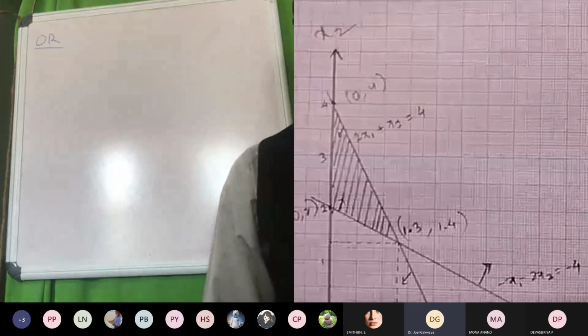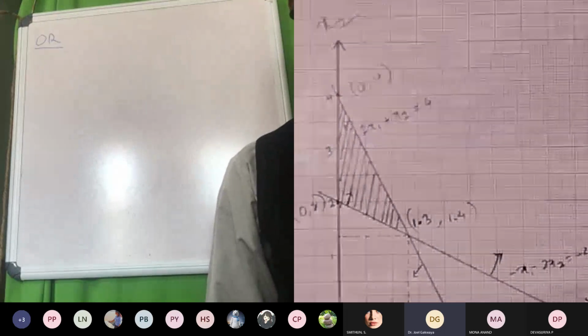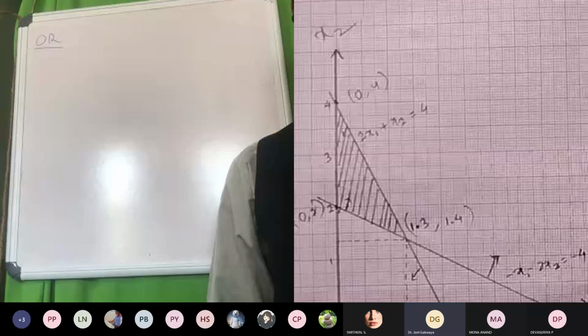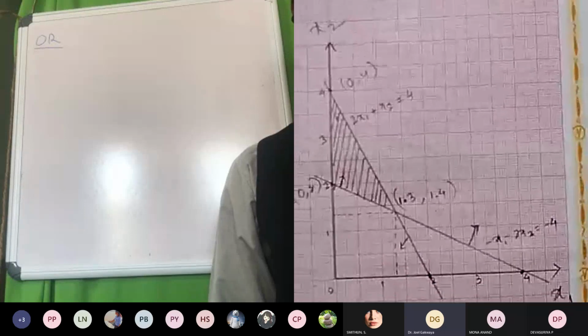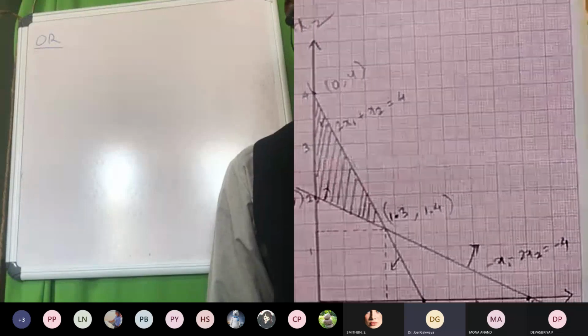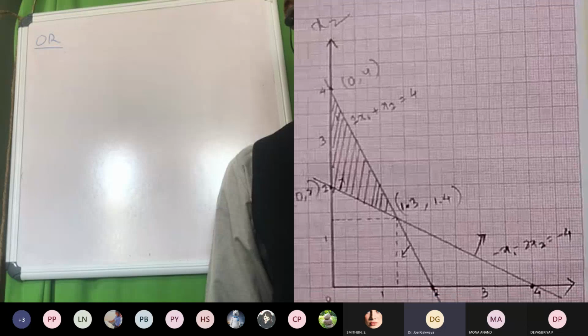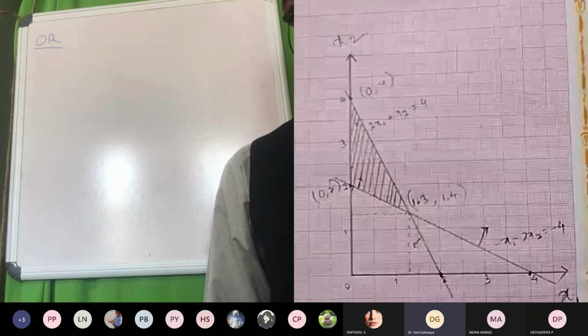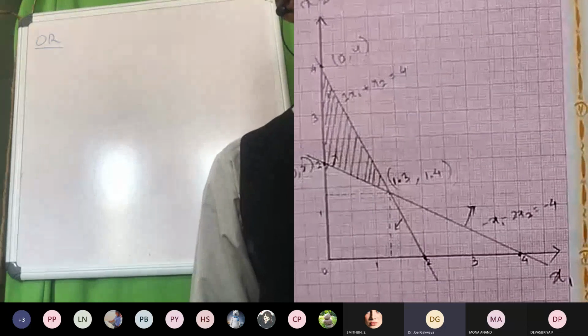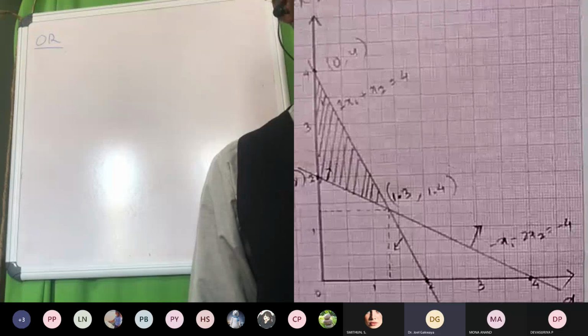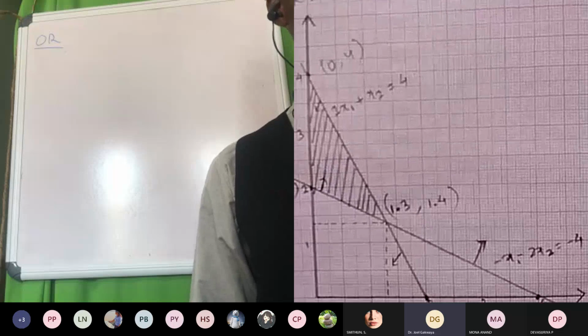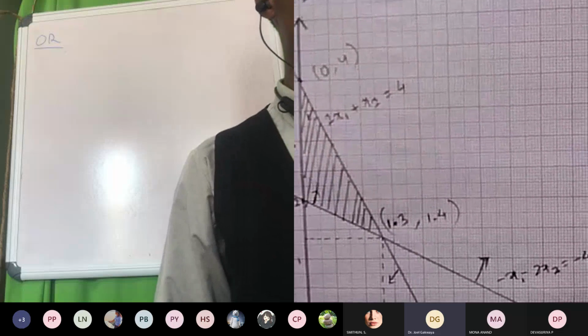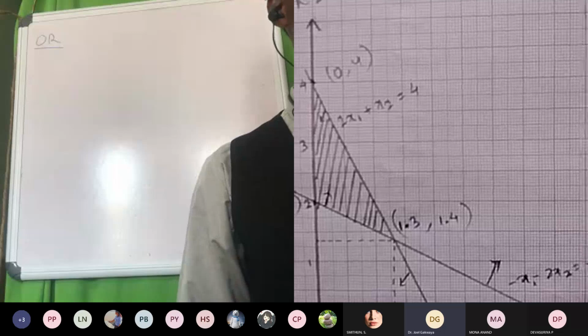Please try to make it a bit far so that we can see the whole of the graph. Push it back. Push back your camera, not front. Push until we see the whole coordinate. We want to see the two axes, x1 and x2.